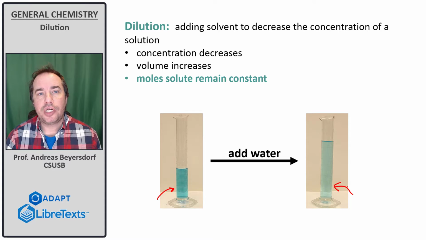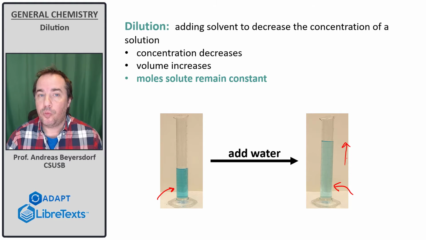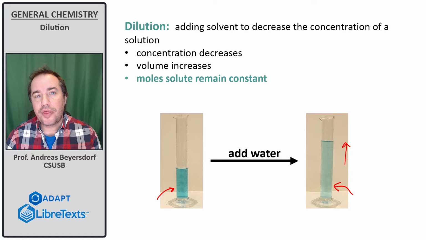Now, in dilution, the concentration decreases. This can be seen at the bottom because the color lightens up. But the volume increases because we're adding in water. But the main thing in dilution is that the moles of the solute, in this case what causes that color, remains constant. The solvent changes, but the number of moles of solute remains constant.